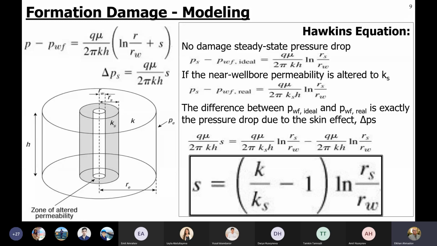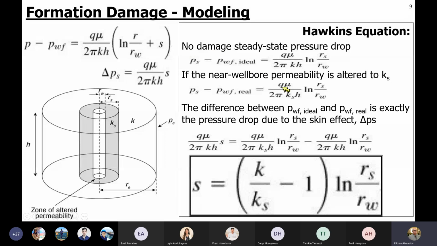Here you can see the formula or equation, Hawkins equation, that is used to calculate the skin, and this is how we derive this formula. For the non-damaged steady state pressure drop, we have the formula that comes out of Darcy's law, and here you can see the permeability is the original permeability of the reservoir or formation.